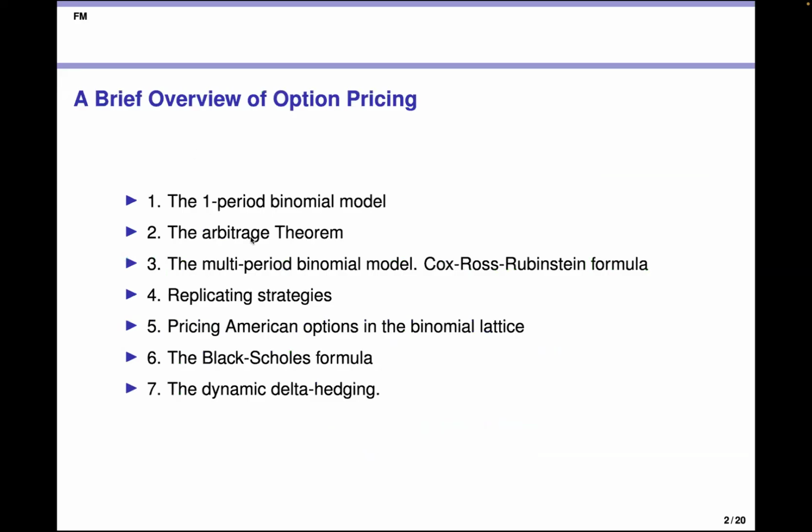You see our overview. You remember how we evaluated the European option in the one period binomial model. After that, we studied the arbitrage theorem. In the previous lecture, it was the multi-period binomial model, the Cox-Ross-Rubinstein formula and replicating strategies. And now we are on point 5: pricing American option in the binomial model.